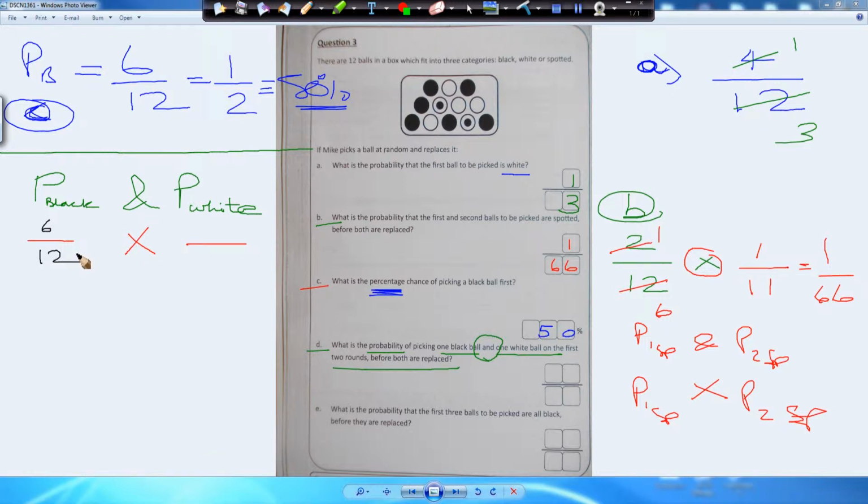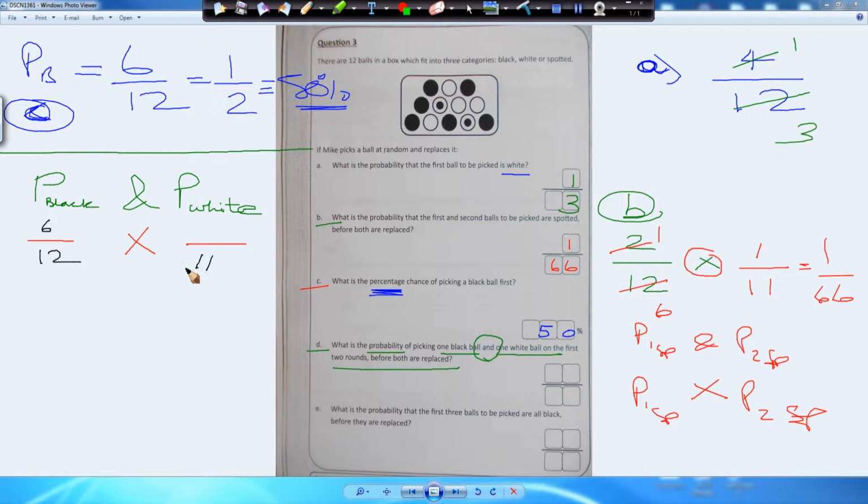Now, once we've taken the one black one out, 6 out of 12, how many do we have now? It was 12 originally. We take the black one out. Now we're going to have to forget the black one. We do white now. But how many balls do we have altogether? So we had originally 12. We took a black one out. How many balls do we have now? 11. So the bottom number changes from 12 to 11.